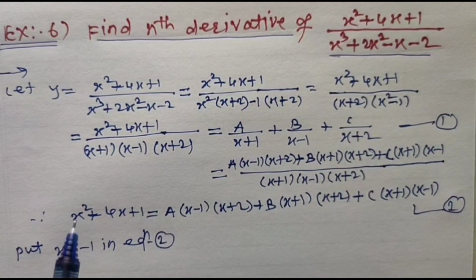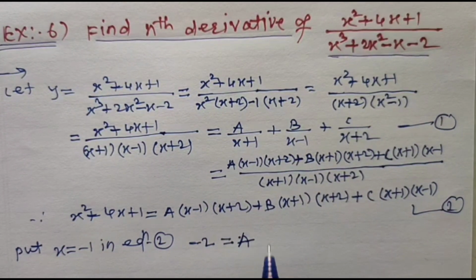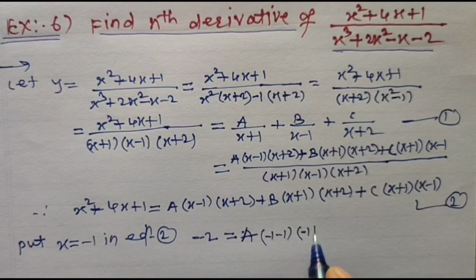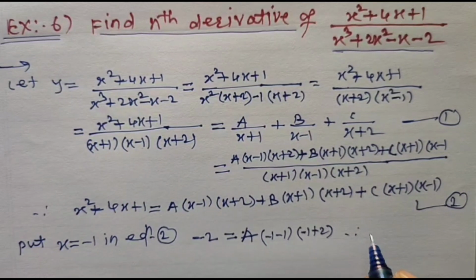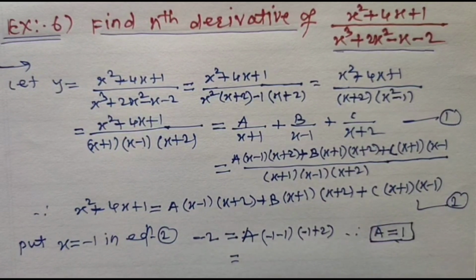x is minus 1, square, that is 1, plus 1, 2, minus 4, that is equal to minus 2, is equal to a into minus 1 into minus 1 plus 2. Simplify this and get the value of a. a is equal to 2 upon 2, that is 1. This is the value of arbitrary constant a.